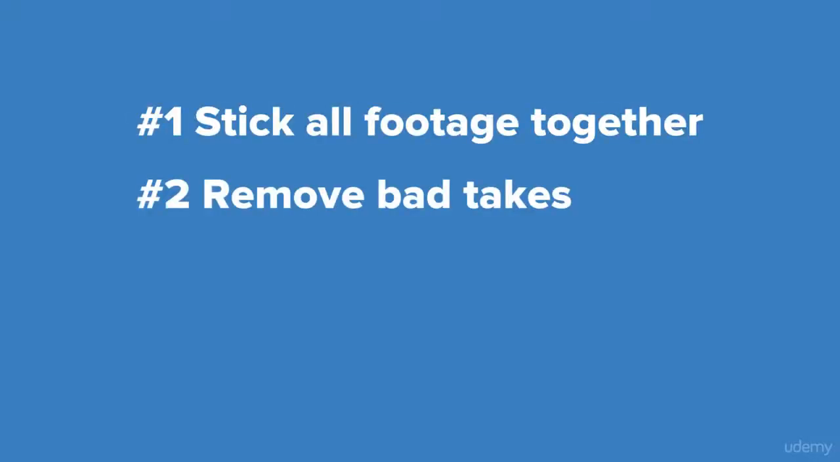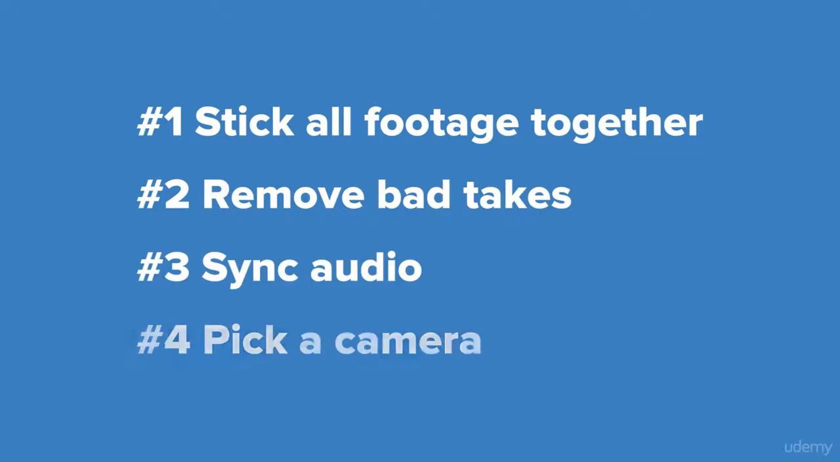What a rough cut basically is when you take all your footage, you stick it together, you get rid of all the bad takes, all the retakes, and then you sync the audio together, and then you pick which camera you want to use if you're doing multicam. Now you might think that I described everything you do in editing, but no, not really. After that fact, then you have to do actual editing.